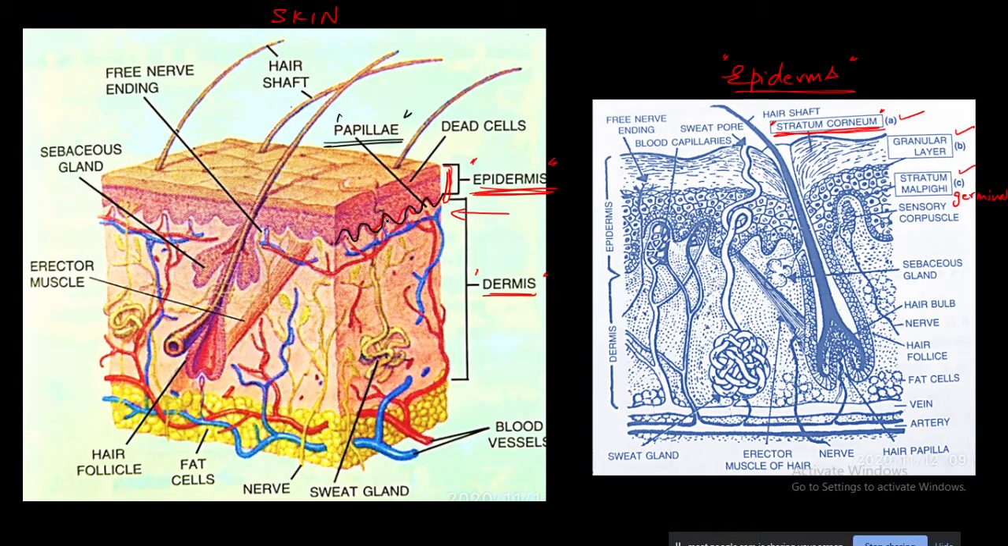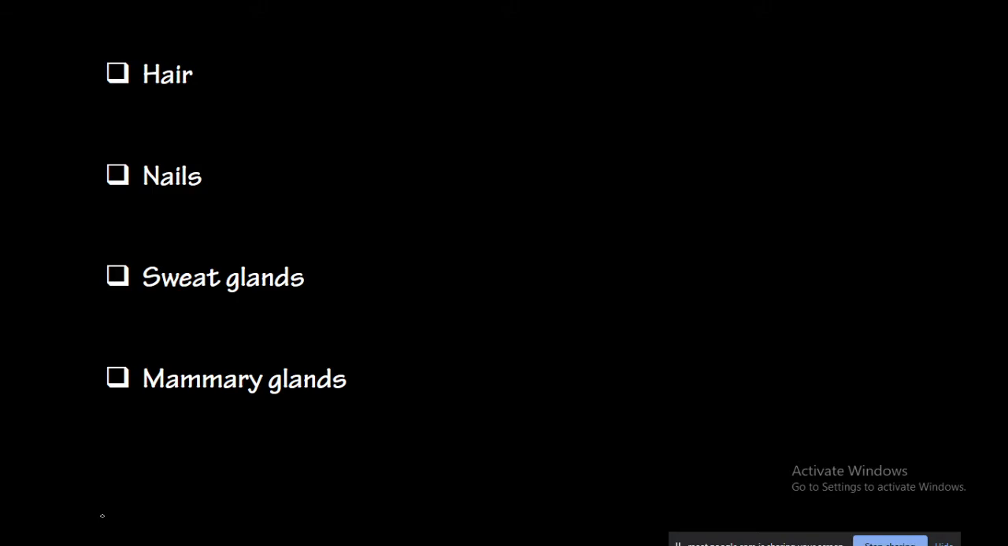Now there are certain derivatives of the skin, which include the hair, nails, sweat glands, mammary glands. Okay, so these are the derivatives of the skin. They are derived from the skin. Hair, for example, has a certain structure, in which the hair shaft is the outermost part.